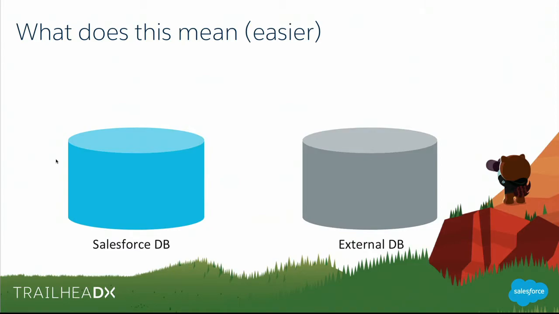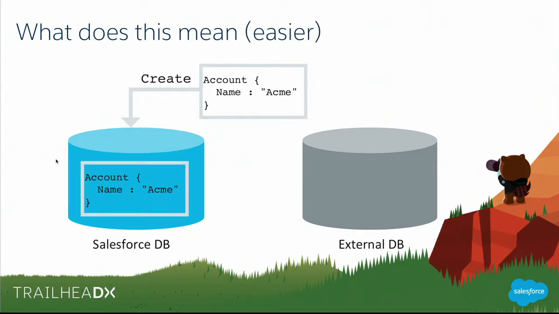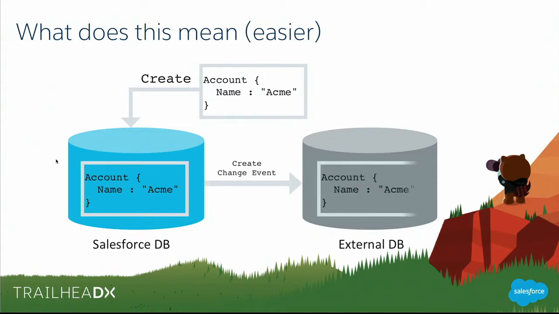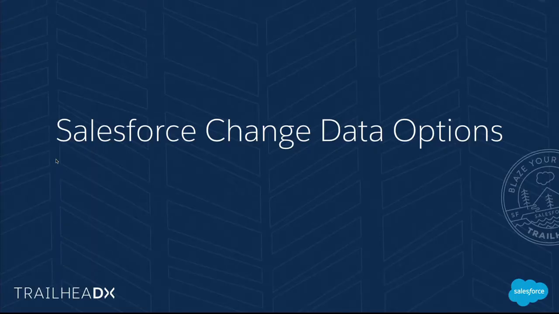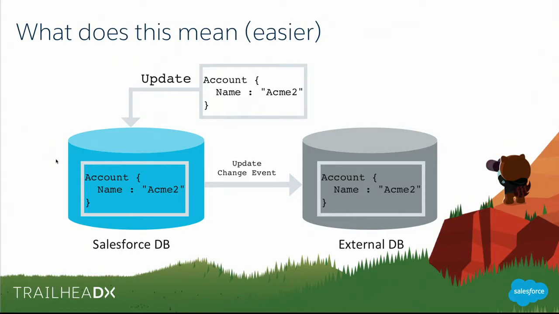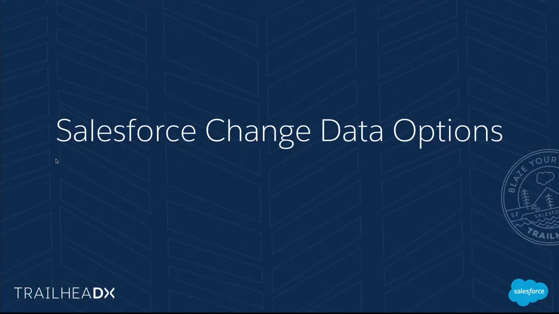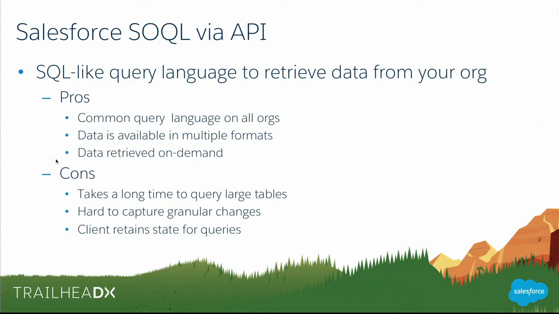But what does this mean in the easiest form that I can put it in slides? You have an account. When you create that account, it goes into the Salesforce database. You want to get a change event over to your database so that you can create that account in your external database. Then when we go ahead and update that account from Acme to Acme 2, you want a new event that goes over so that you can go ahead and see Acme 2 in your database. Pretty simple. The idea is mimicking data in multiple places. And this is generally a very difficult problem to solve. There's a lot of moving pieces, as you can imagine.